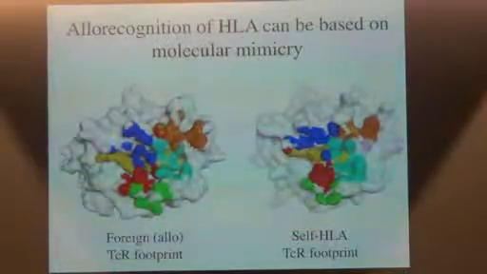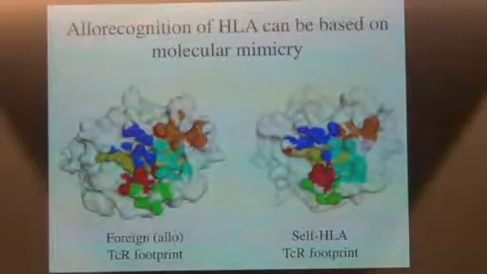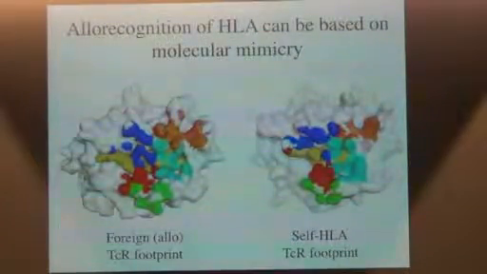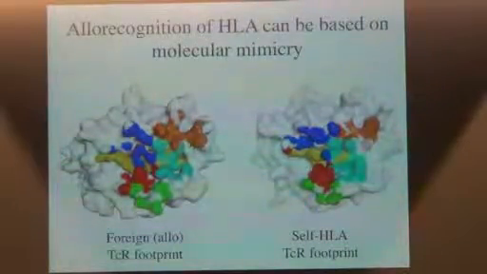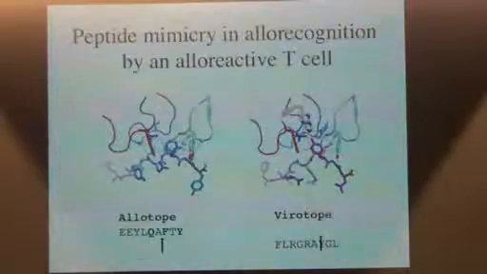So that when your graft comes into my body, ironically enough, my T cells react against the graft because we find the bits of your HLA peptide complexes that look most like mine, and we react against them and reject the graft. A really odd arrangement.